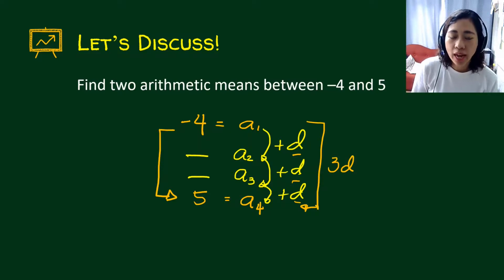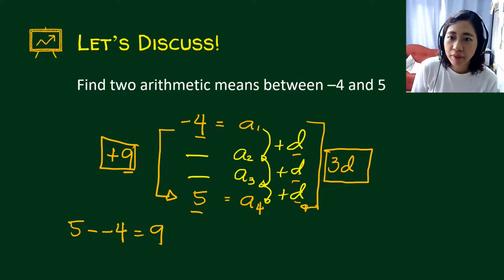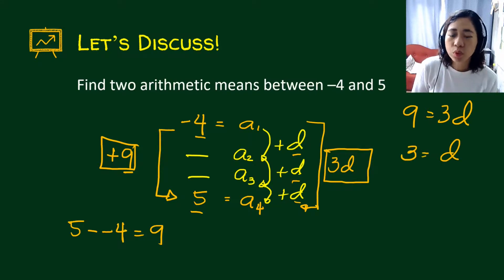What do you need to add to negative 4 to get 5? O, kung hindi mo alam yon, subtract mo na lang, di ba? 5 minus negative 4. That is equal to 9. Tama? Negative 4 plus 9. Right? Negative 4 plus 9 is equal to 5. From here, ito na siya. Pwedeng ito na. So, we now have that 9 is equal to 3D. So, D is equal to 3.